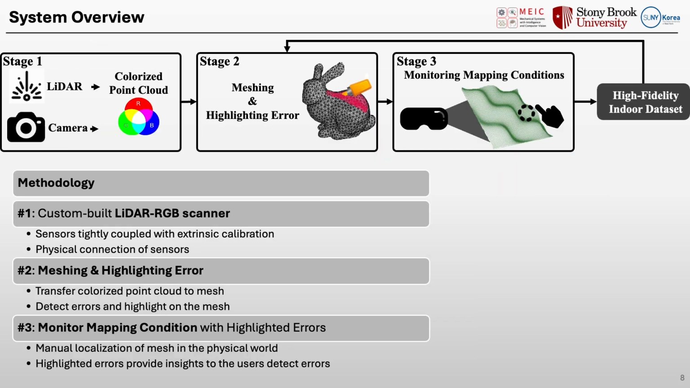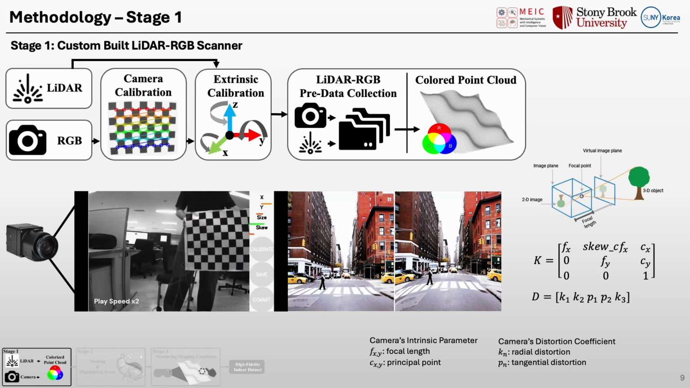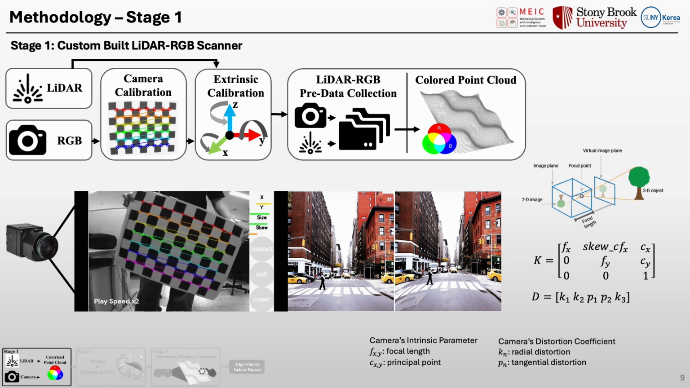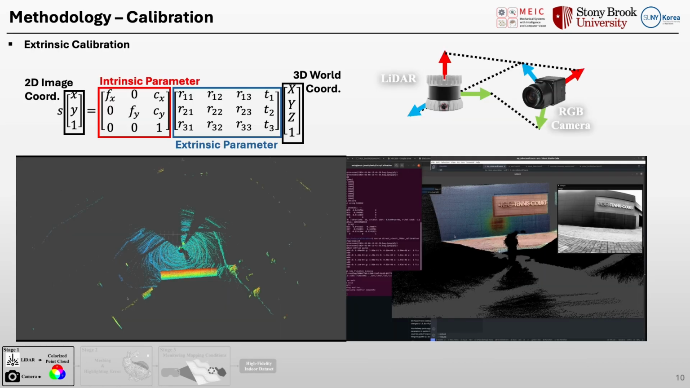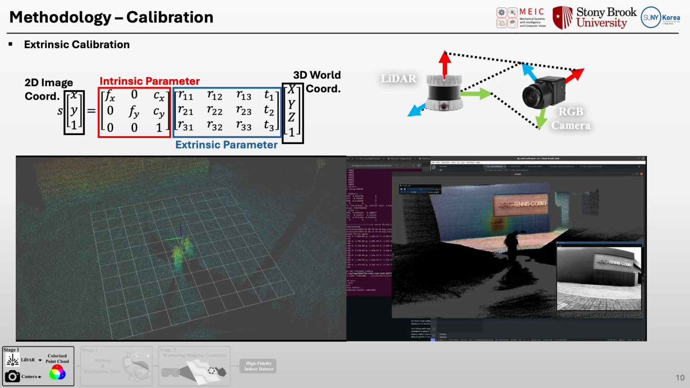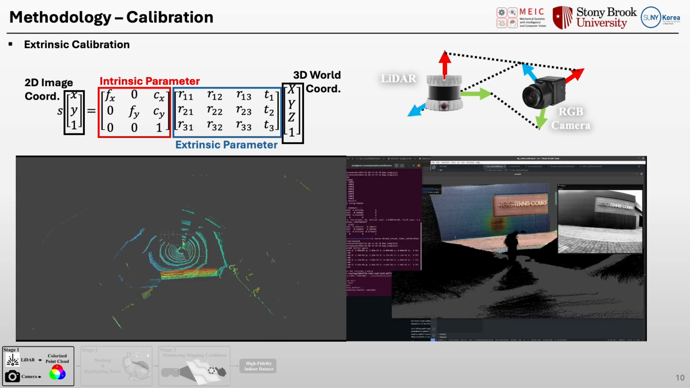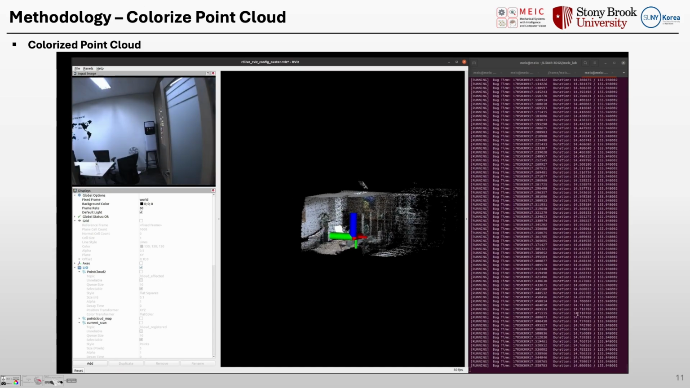So this is our system overview, and the research is divided into 3 stages with a loop to generate a high-fidelity indoor dataset. In stage 1, we calibrate the intrinsic parameters of the camera, including the focal length, principal points, and the distortion coefficients. After that, we perform the extrinsic calibration. This is a process using Coit-3's extrinsic calibration to overlap the coordinates of the LiDAR onto the camera's coordinate system. Lastly, we use R3 Live to create a color point cloud with our LiDAR and RGB camera.